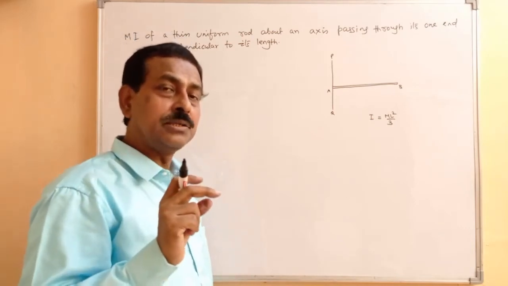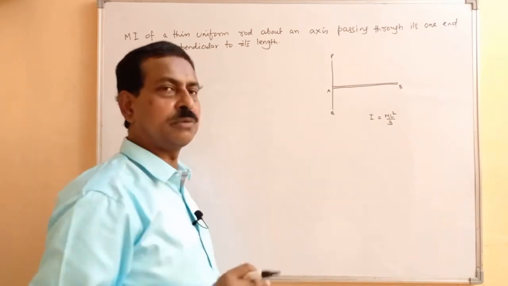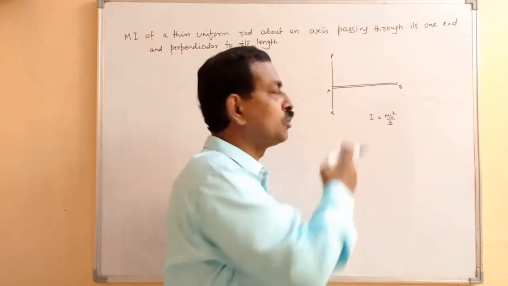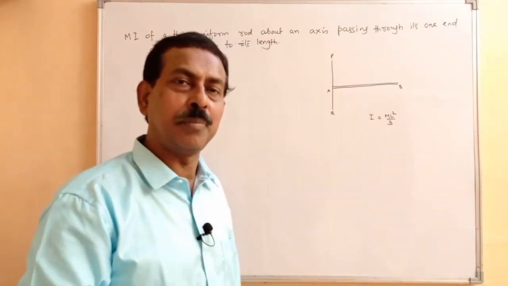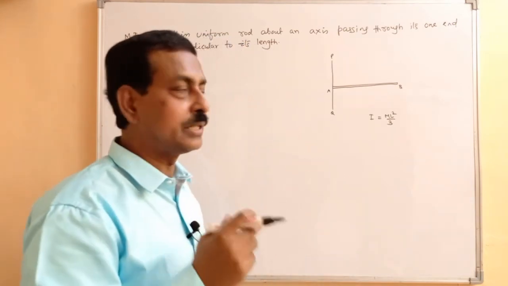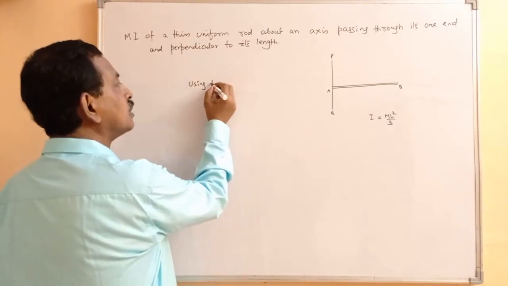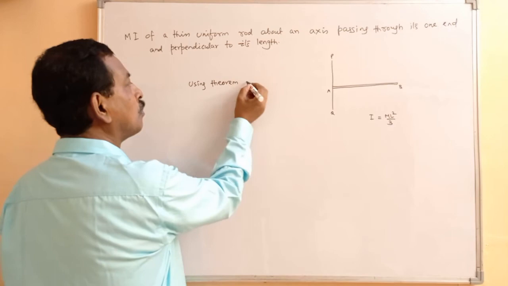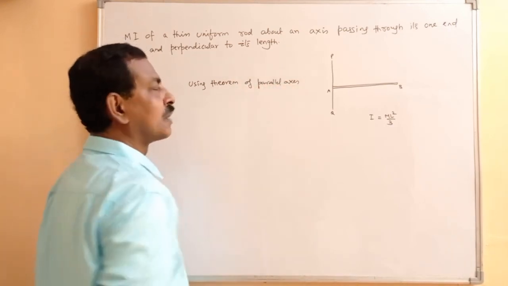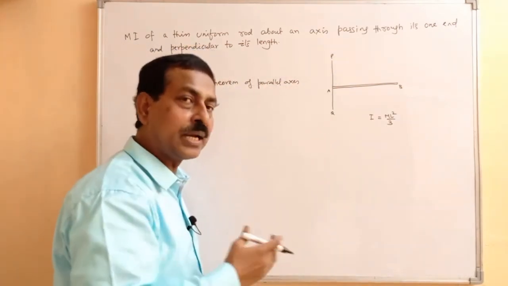Let's now apply the theorem of parallel axis to get this value of moment of inertia, because we have already seen the expression for the moment of inertia of the thin rod about an axis passing through its center of mass. So let's apply that theorem of parallel axis there. Basically, it is an alternative method. Using the theorem of parallel axis, we want the moment of inertia about this axis, that is, about its one end.